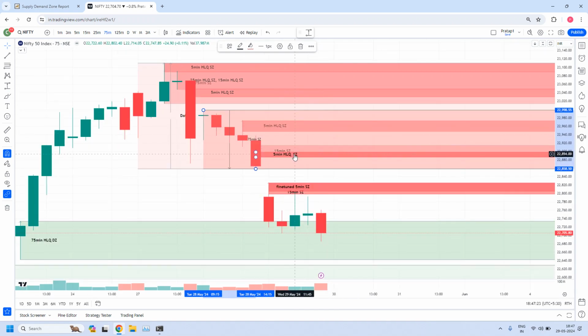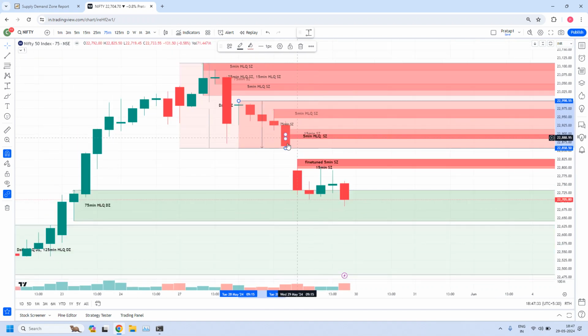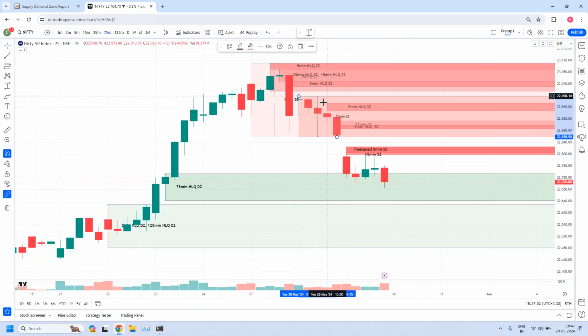Here we have a high liquidity supply zone. Above 15 we have again another 5 minutes high liquidity supply zone. Maybe this could be an aggressive trade, and this is a fine-tuned zone. This is the HLQ trade. This is an HLQ aggressive trade. That way we plan when next time prices are entering into this zone, and the whole thing is inside the 75-minute supply zone, which is a fine-tuned zone in the daily supply zone. This is the way you have to understand.